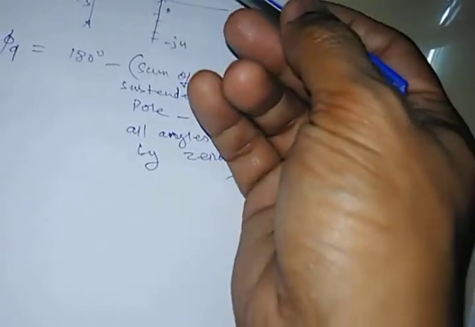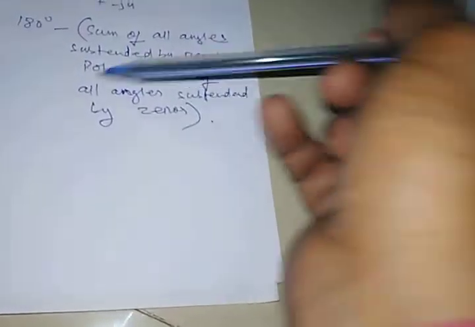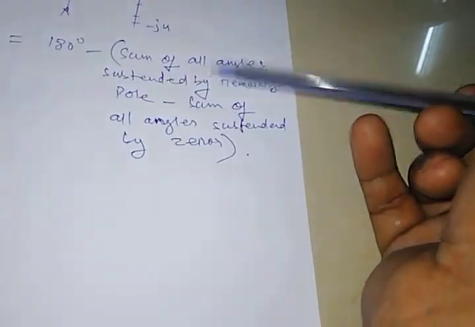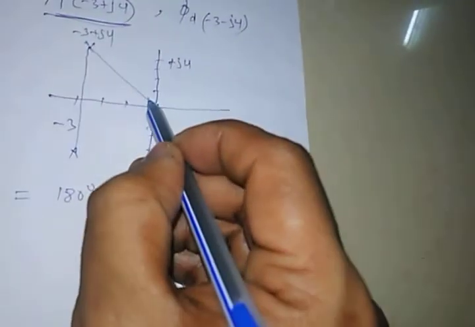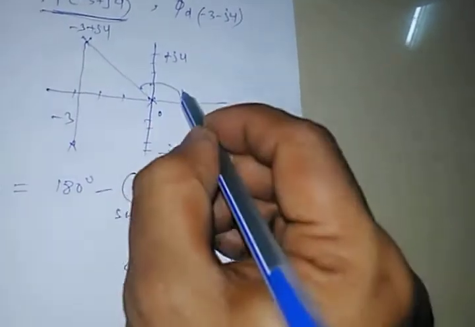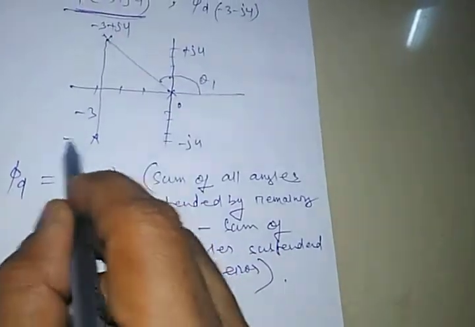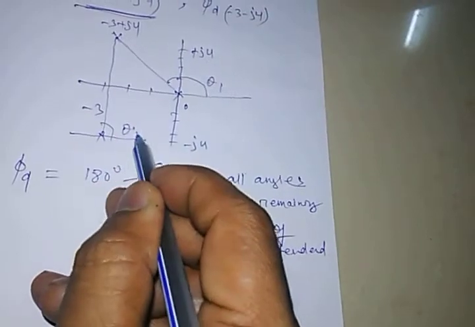So we have to find this, but since only poles are there, the second part will not come. There are no zeros, so I have to consider only the sum of all angles obtained from the remaining poles, and there are 3 poles. So I have to write here the angles obtained from the remaining poles. This is the first angle, I write here theta 1, and this one is the second one, theta 2. Only 2 angles are there.